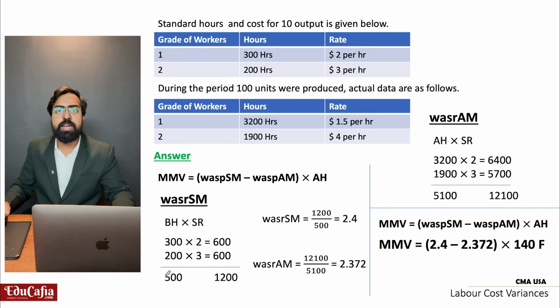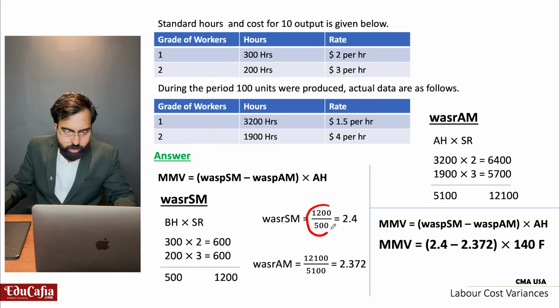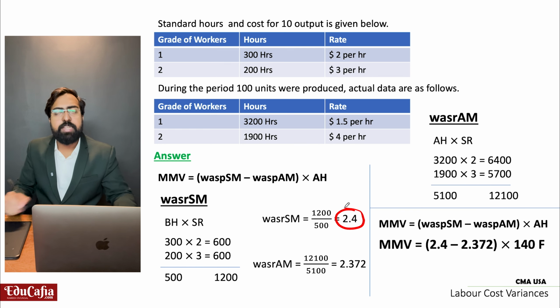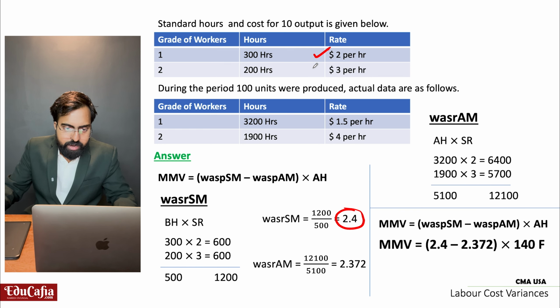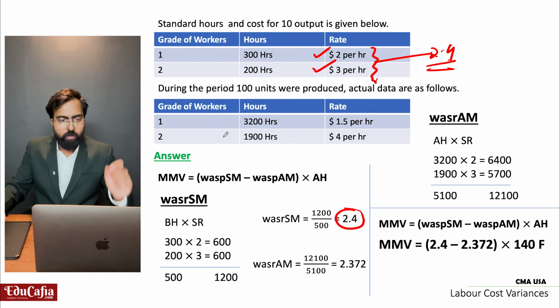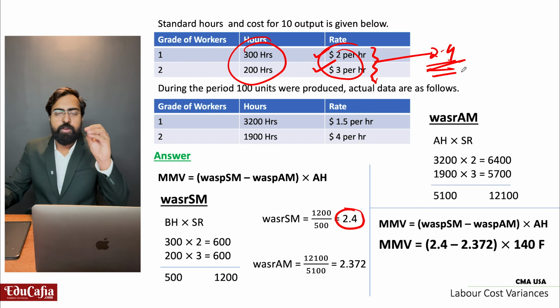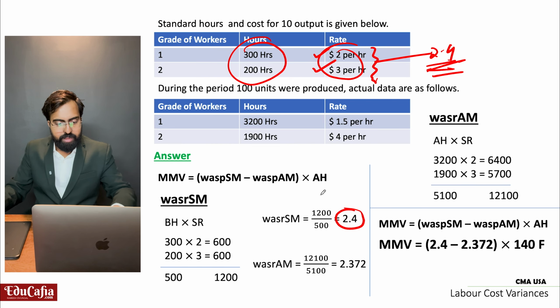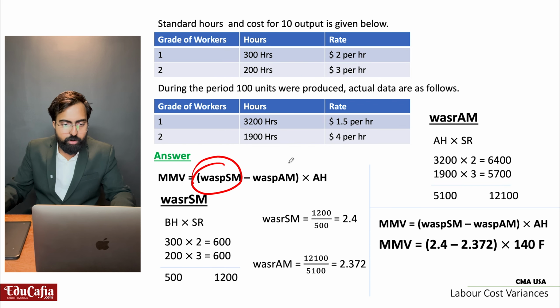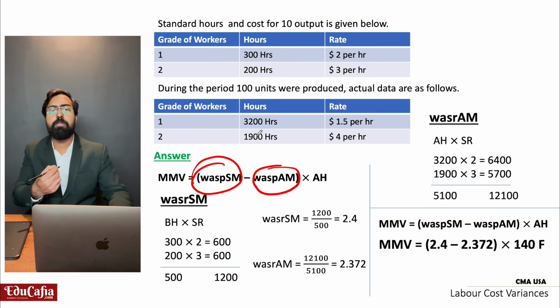So I need the weighted average, right? 1200 divided by 500. So I understood the weighted average rate. I need to know the weighted average rate, that is 2.4. If I use these labors with these hours and this price, my weighted average price is 2.4. Then I want to know the weighted average price of the actual mix.